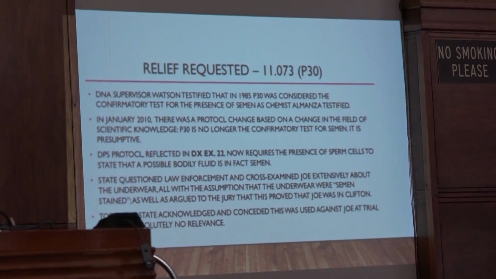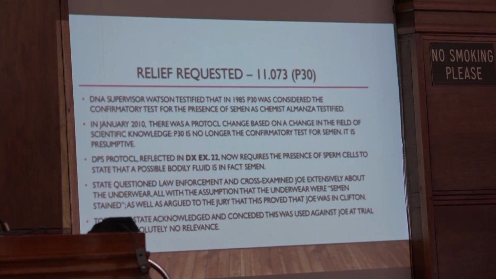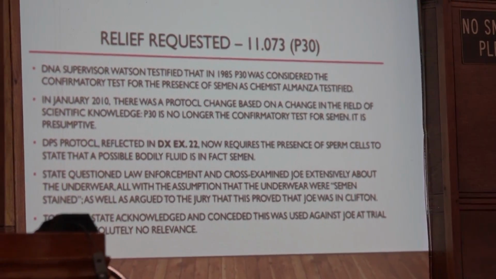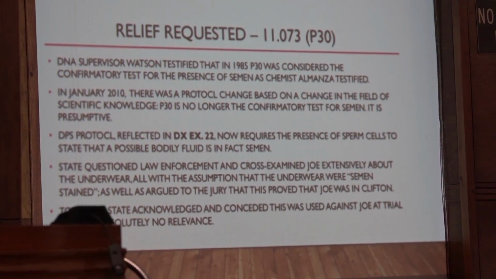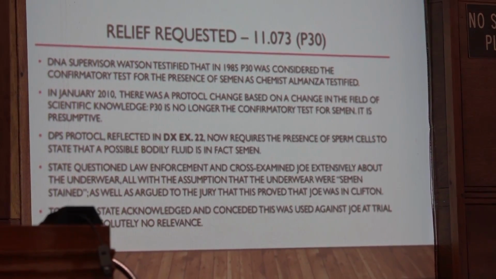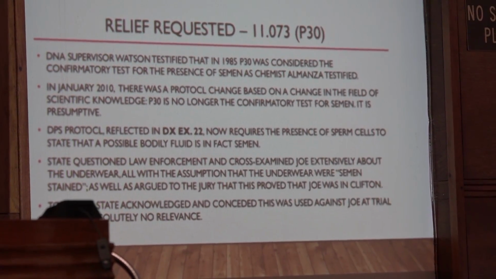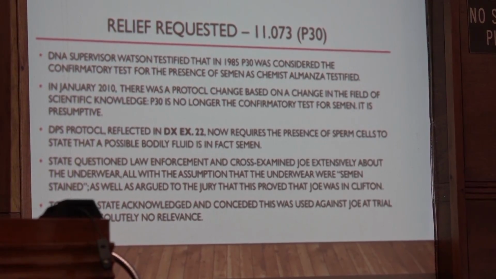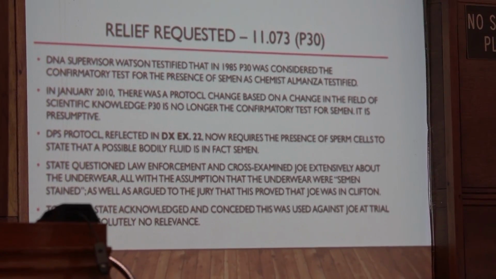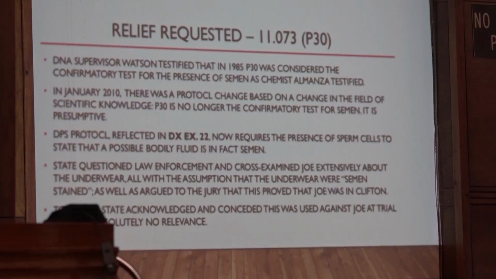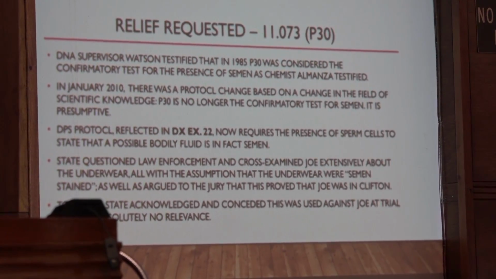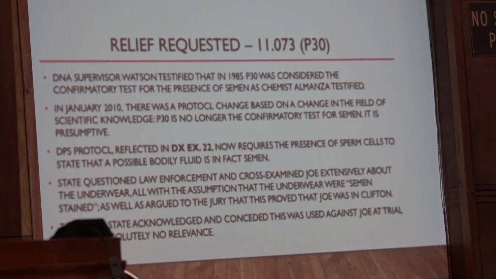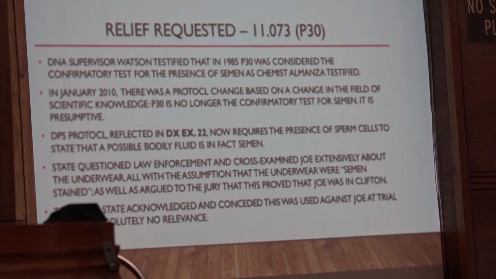Also under 11073, Mr. Watson had testified that in 1985, Ms. Almanza's testimony was correct. An AP and a P30 test was the confirmatory test for the presence of semen. The state's position is, well, the jury still heard that there's not sperm cells, and so the result is the same. They still heard the same information, it was just packaged in a different way. That can't be true. I'm going to show the court all the reasons why that is not true, and that cannot save this issue. Mr. Watson did explain, though, in January 2010, because the state has also raised laches.